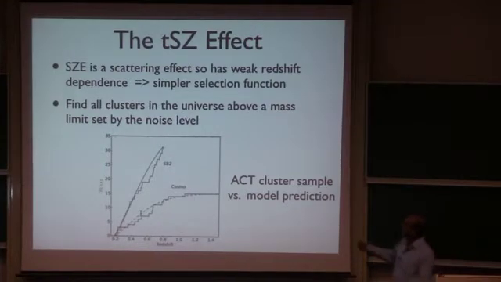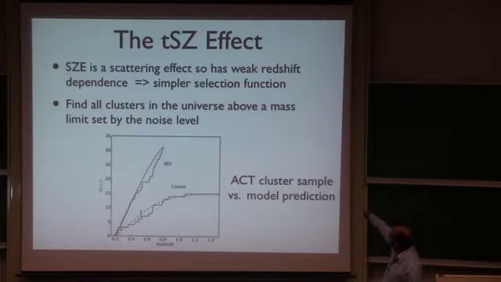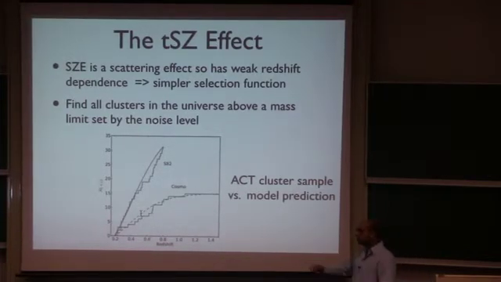The other nice thing about the Sunyaev-Zeldovich effect is that it's a scattering effect, so it really doesn't matter where you put the cluster. You will basically get the same signal. There's a slight redshift dependence from the size of the cluster, which changes as you move it to a higher redshift. So it's a scattering effect with a very weak redshift dependence, which comes in through the size. This means that you've got a simpler selection function, and that explains why, if you looked at the limiting mass as a function of redshift, it was fairly constant.